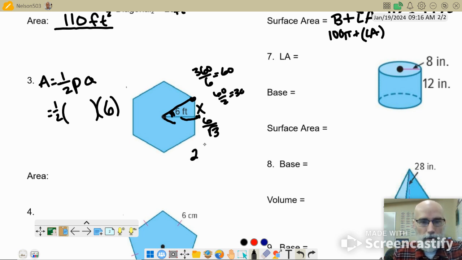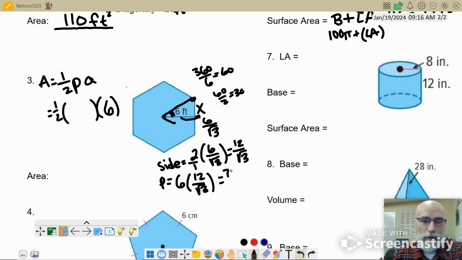It's like 2 of those, right? So 2 times 6 over square root 3. 2 is the same thing as 2 over 1. So we take 2 times 6 and we get 12 over square root 3. So that's the side, okay? And so then you got 6 of those. So we're going to take 6 times that amount for the perimeter. The perimeter comes out to be 6 times 12 over square root 3. That would be 72 over square root 3. Okay, and I'm going to put that right here, 72 over square root 3.